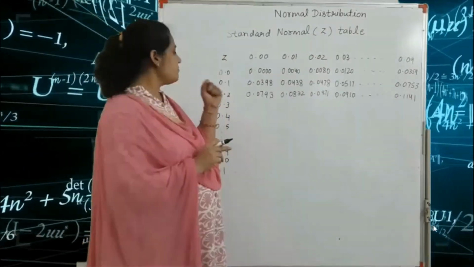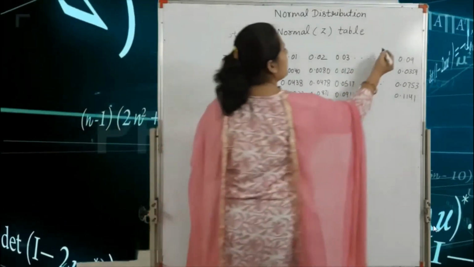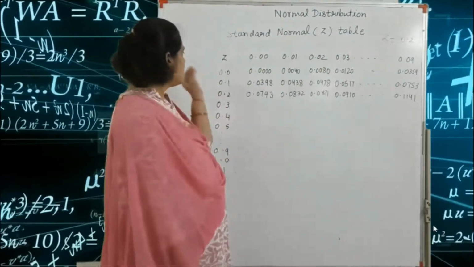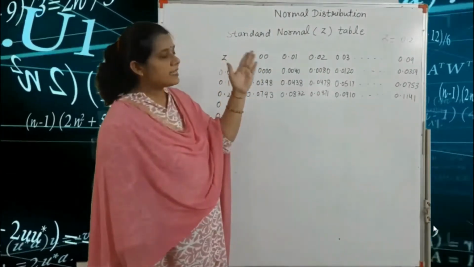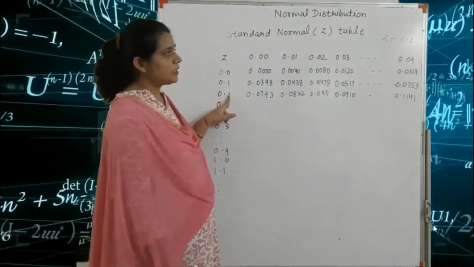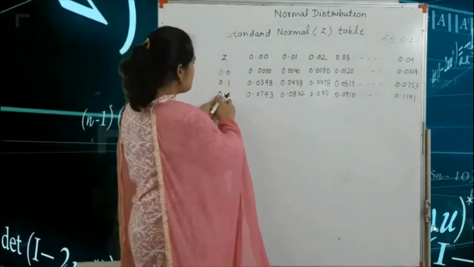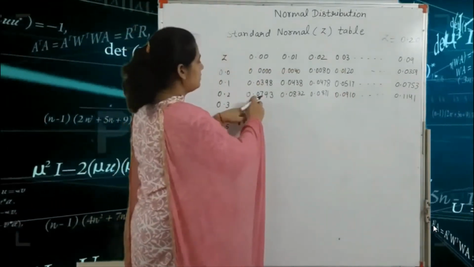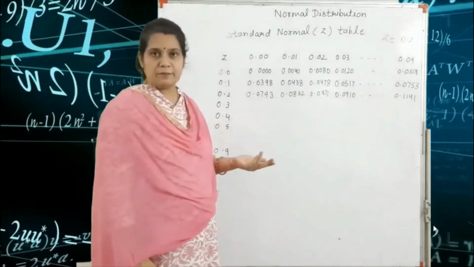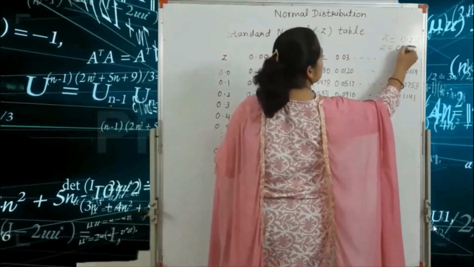In case we find the value of z, for example, z is equal to 0.2. First, in the first decimal place you check this term, 0.2. The next one is, by default, we consider the 0. So 0.2 according to 0, the value is 0.0793.